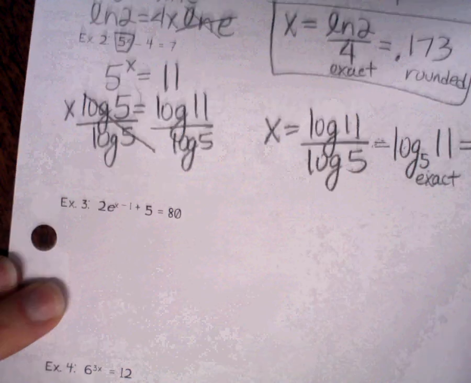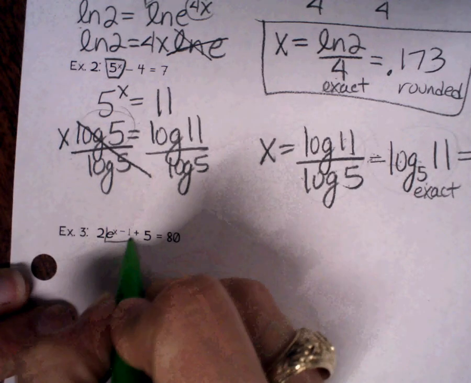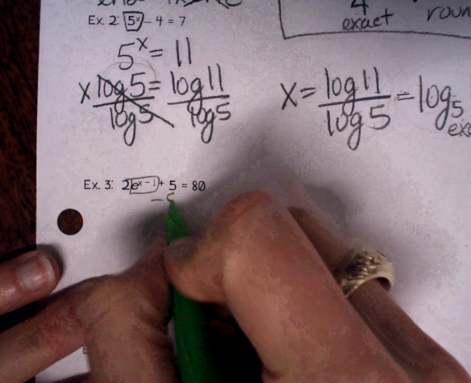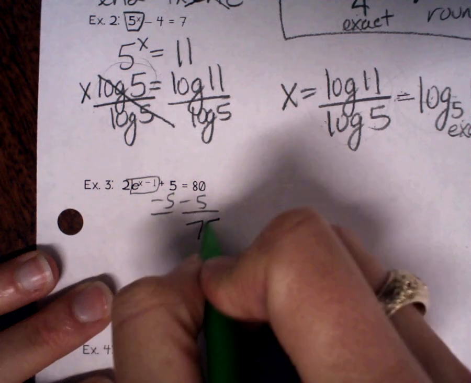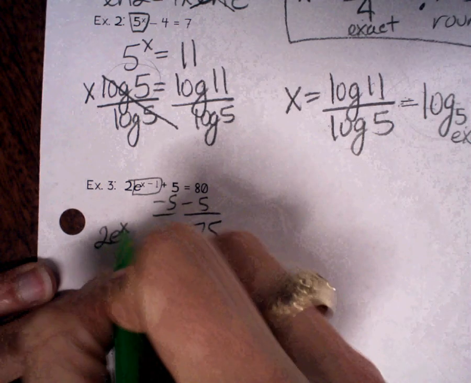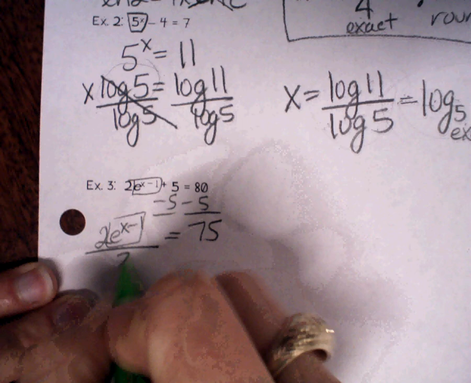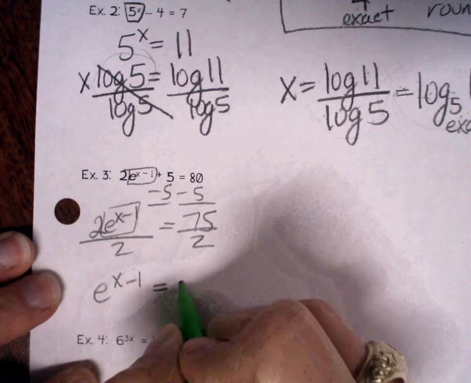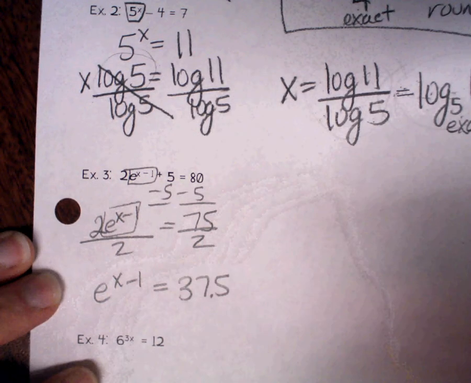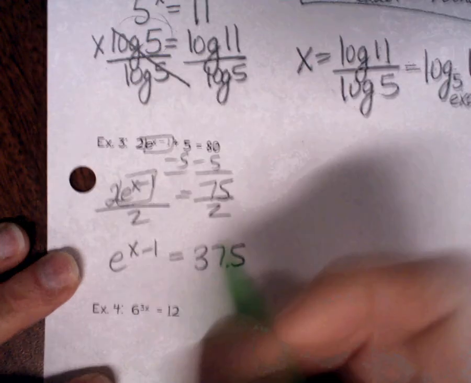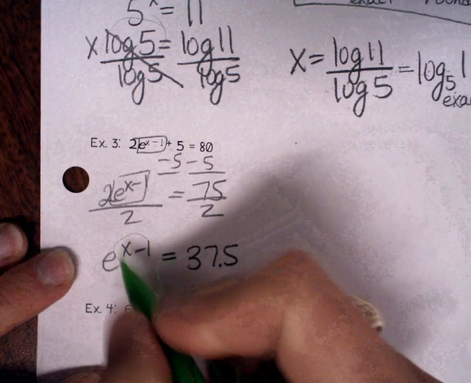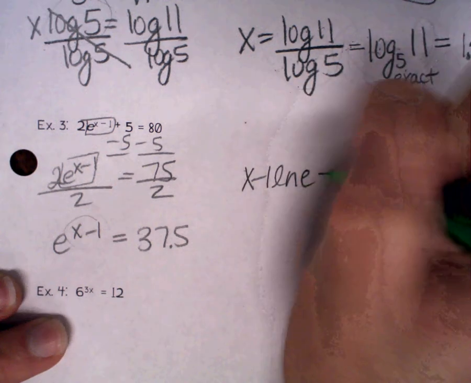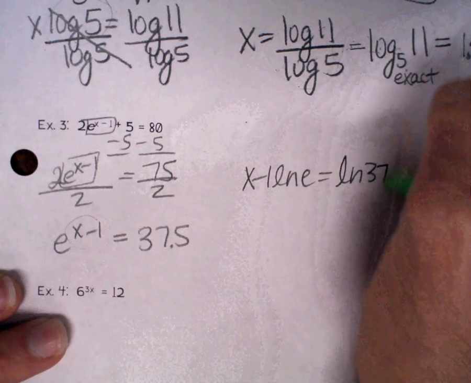Alright, so we're just practicing the same stuff. I'm going to box in my base and its exponent. I'm going to move the 5 and the 2. So I'm going to subtract 5, 75, 2e to the x minus 1, divided by 2, e to the x minus 1 equals 37.5. Then I'm going to ln both sides, and when I ln both sides, I'm going to bring down this exponent. So it'll be x minus 1 ln e equals ln 37.5.